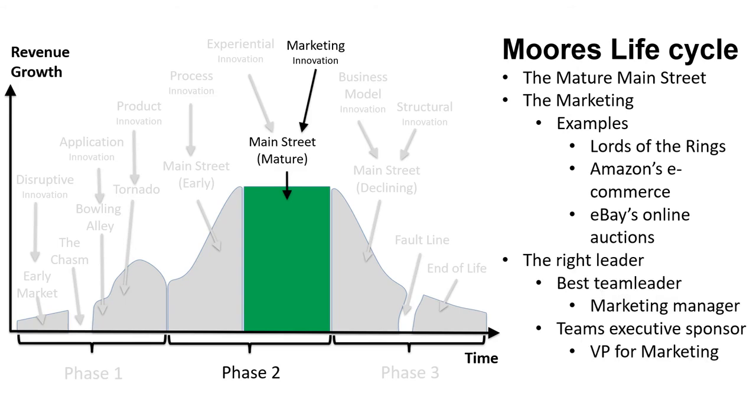The right team leader is a marketing manager, and the ideal sponsor is still the vice president for marketing. The marketing manager can find unique selling points that improve the customer-touching processes. The vice president for marketing has enough power to support the improvement of the customer-touching processes.